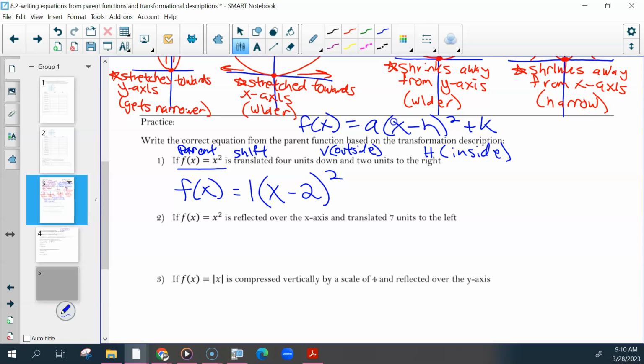And then your k value is going to be whatever is vertically shifted on the outside. So if it's down 2 units, how would you write that? Would that be plus 2 or minus 2? So that would be our equation for this function that was just described. Knowing all your transformations will make this easier, but it does take practice. What questions do we have before we go on to 2?